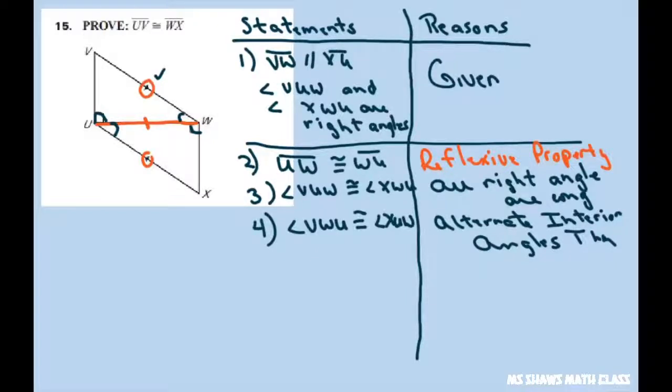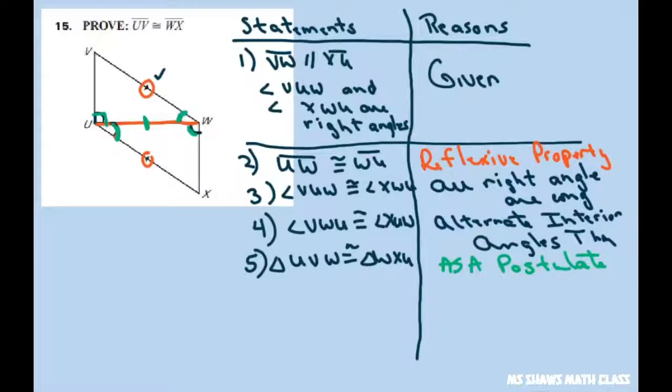All right. And then I can say for sure now that triangle UVW is congruent to triangle WXU, and that's based off your angle side angle. Because what we have is angle, let me do a different color, angle side angle. So that's by your angle side angle congruence postulate.